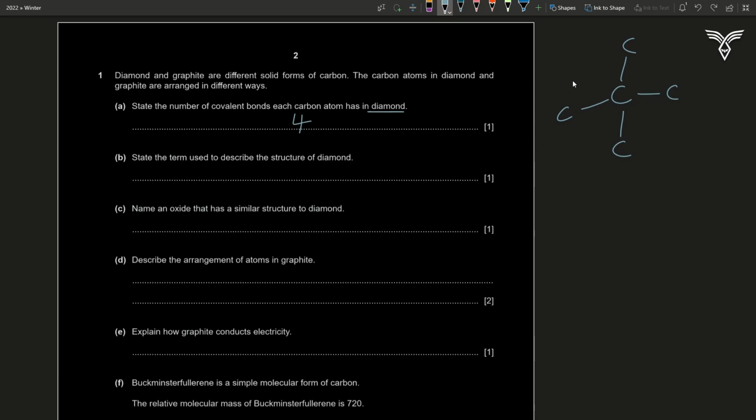و بنعيد نفس اللوب. فمثلا this carbon here as well has 4 more و each one of those has 4 carbons attached to it. It's giant covalent.